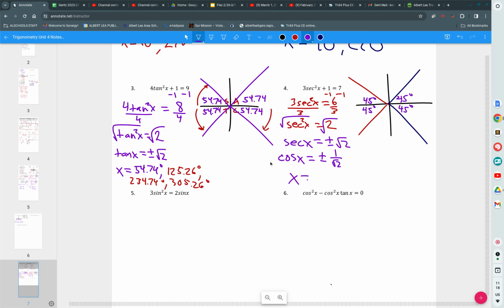And that computes x to be 45. 135. What are my two others? 225. And 315.